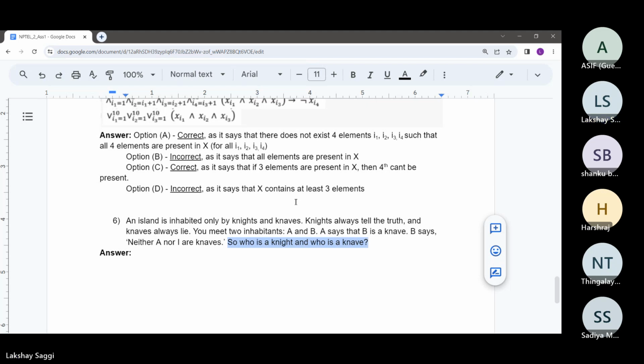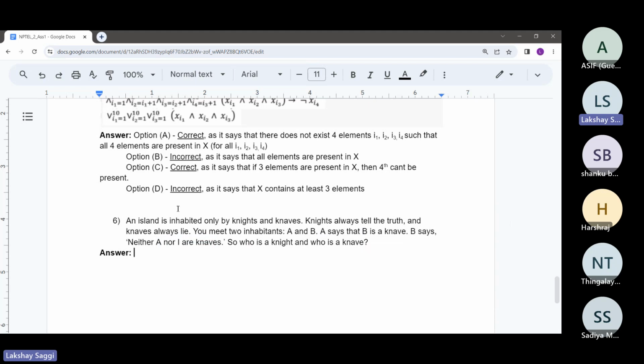So the problem statement, I hope, is clear to everyone. There are two types of people: one who always tells the truth, one who always lies. And then we come across two people. We don't know if both are knights or both are knaves or anything. But we know what they say. One says that B is a knave, the other says neither A nor B are knaves. And now we want to tell who is a knight and who is a knave.